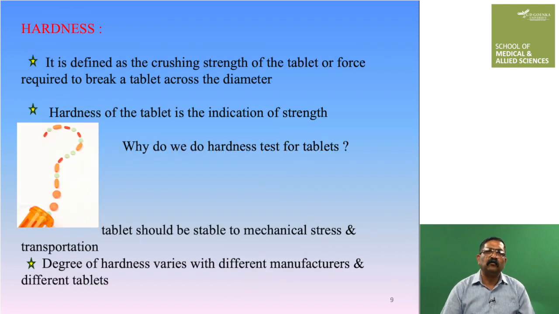Now let us talk about the hardness test. It is defined as the crushing strength of the tablet, or the force required to break a tablet across the diameter. Hardness of the tablet is an indication of strength. Why do we do the hardness test for tablets? The answer is that a tablet should be stable to mechanical stress and transportation. The degree of hardness varies with different manufacturers and for different tablets.